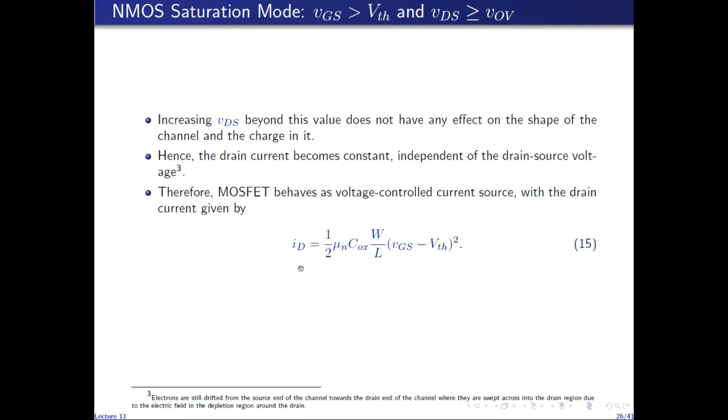And this behavior of the MOSFET, that is, when the drain current becomes constant and the MOSFET behaves like a voltage controlled current source, is said to be operating in the saturation mode. So this is the equation of the current when the MOSFET is operating as a voltage controlled current source in the saturation mode.